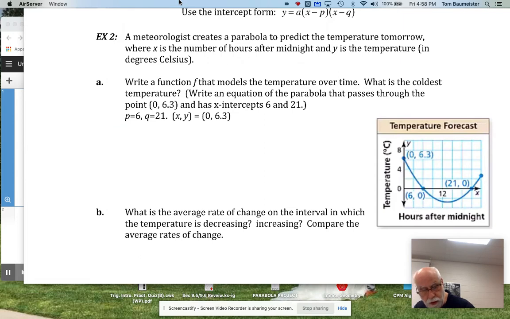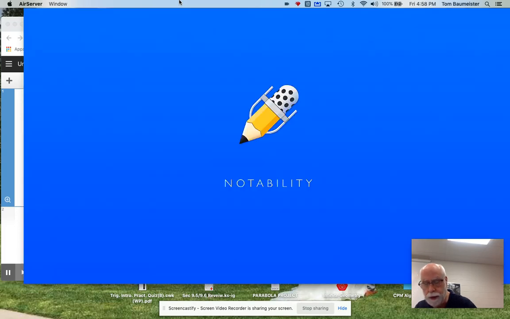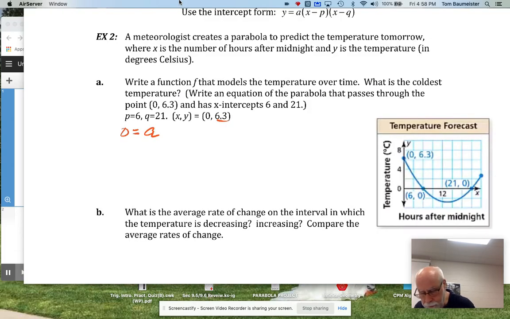And let me use my pencil. So we are going to use 0 is equal to, again, we don't know what our a is. And let me go back and say this right because I've already restarted this once because my pencil quit. So I don't want to do that again. So I'm just going to tell you, I made a mistake there. My y value is 6.3. So I need to go back to my y value, which is 6.3.